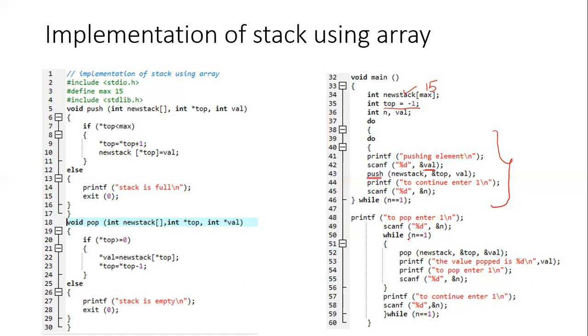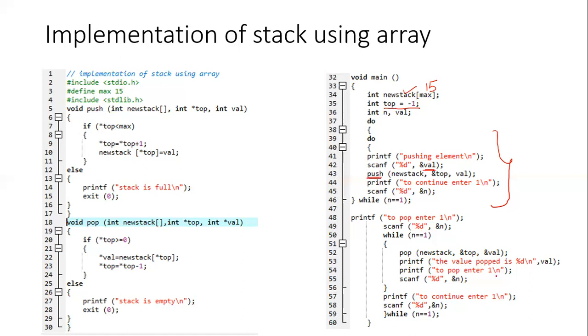If it is 1, as long as it is 1, we try to pop the value from the stack by using the pop function. What does the pop function do? It accepts the stack, the address of the top variable, and also the address of the value, and accordingly it will load the value from the stack. After doing that, it will print it on the screen.